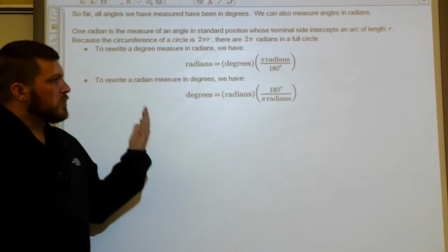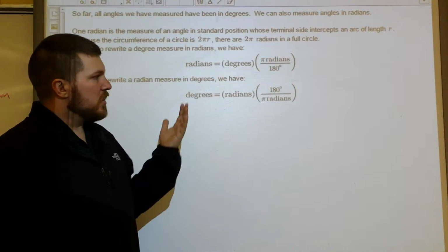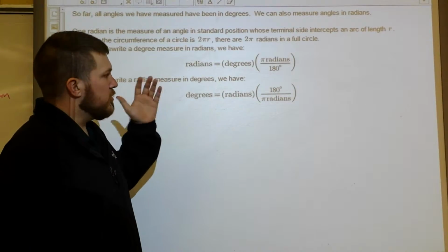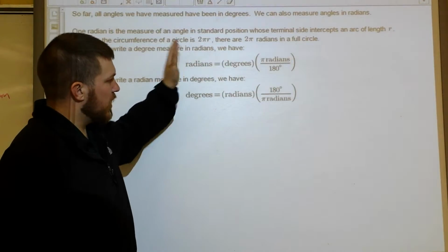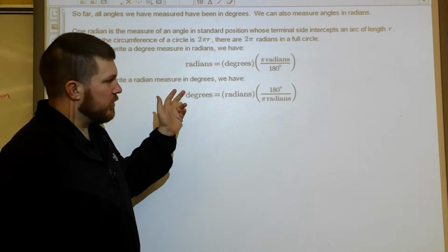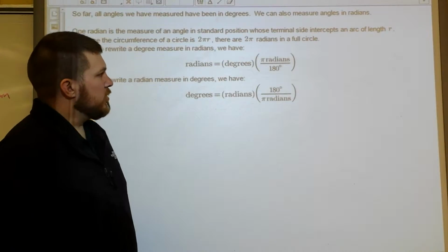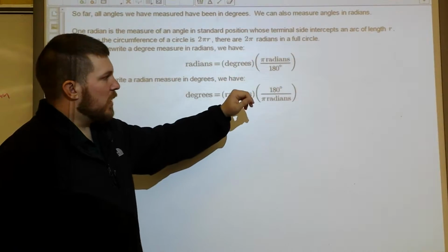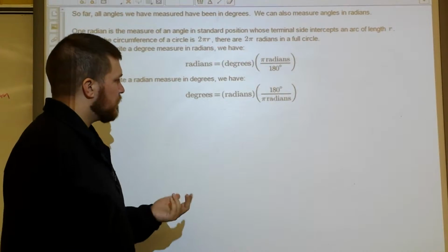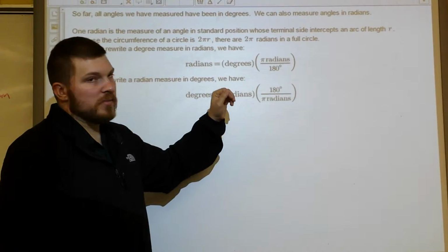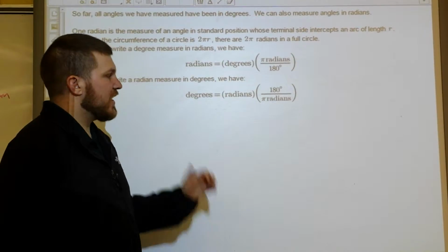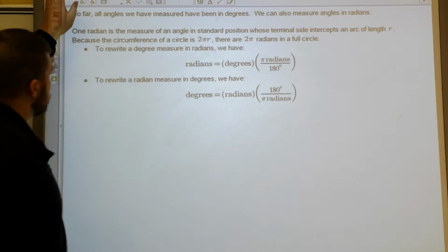And just like between inches and feet, cups and gallons, that type of thing, we can convert using formulas: how to get from degrees into radians, and how to get from radians into degrees. To get to radians, all we do is take our degrees, divide by 180, and multiply by pi. To get from radians into degrees, all we do is take radians divided by pi radians, times 180. Okay, so let's do an example of that.